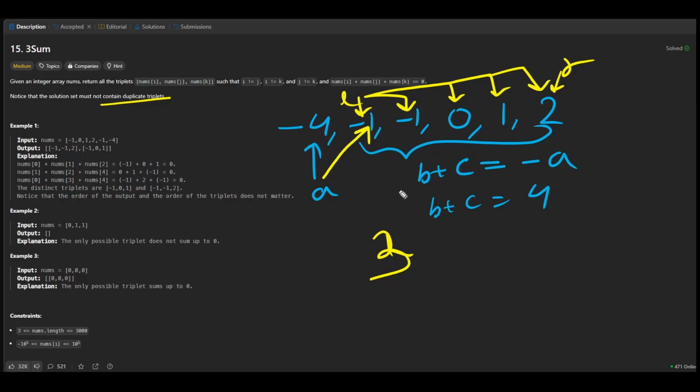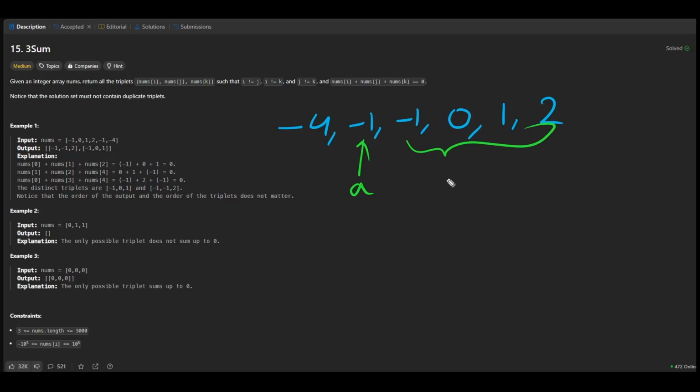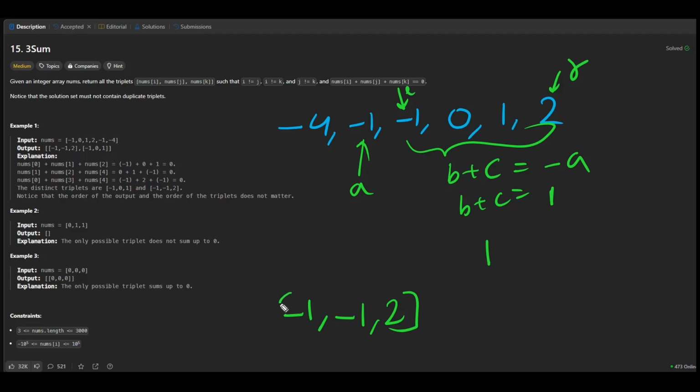Let me clear this up. So now A is pointing over here, and B plus C is equals to negative A over here. So B plus C would be 1. So let's keep a left pointer here. Let's keep a right pointer here. The sum is minus 1 and 2. The sum is 1, which is matching with 1, which means we have an answer. So let's take A, negative 1. Let's take the value at left, negative 1. Let's take the value of right, 2. This is one of the solutions, and it matches with our output over here.